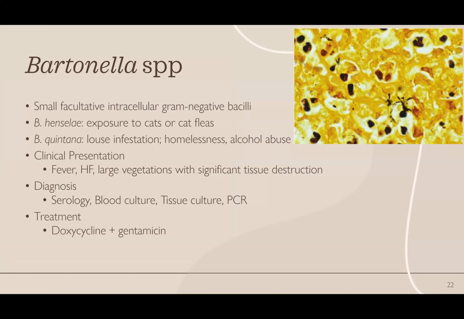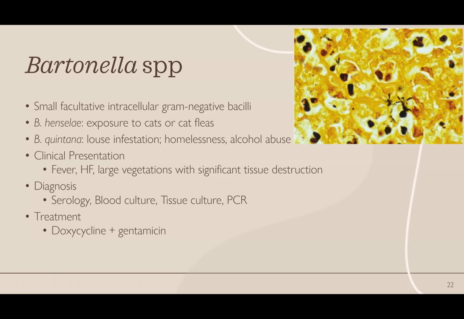Okay, and then I just want to discuss quite briefly these pathogens: Bartonella, Brucella, Coxiella. So we'll first talk a little bit about Bartonella. Bartonella is a small facultative intracellular gram-negative bacillus, and the two commonly implicated species are Bartonella henselae and Bartonella quintana. Henselae usually results from exposure to cats or cat fleas, and quintana from louse infestation, commonly seen in homelessness and in patients with alcohol abuse.